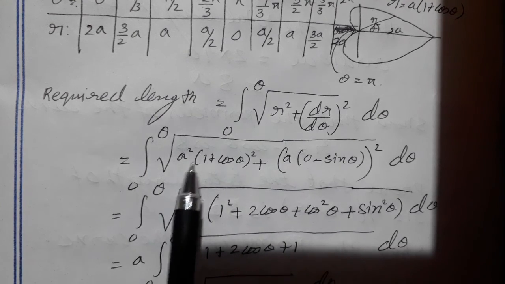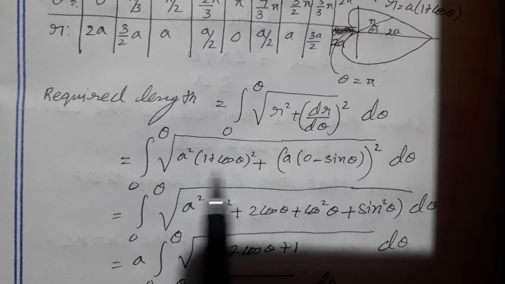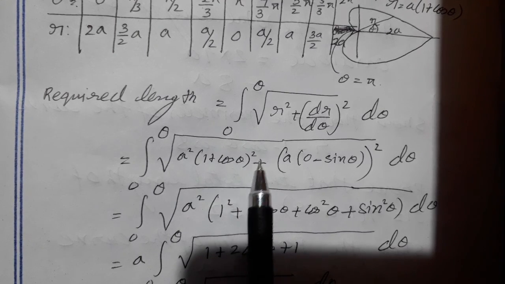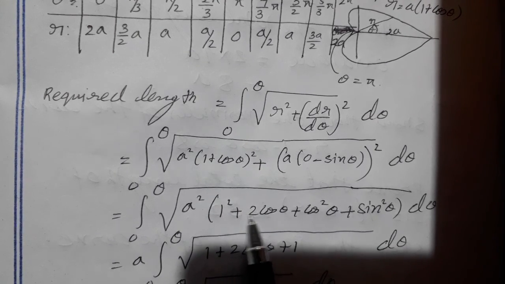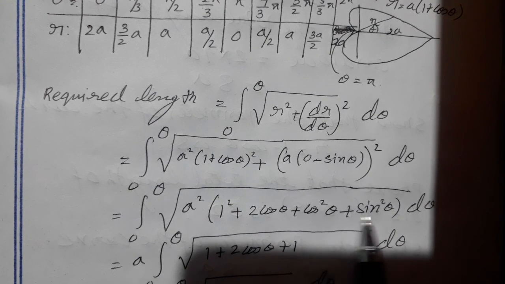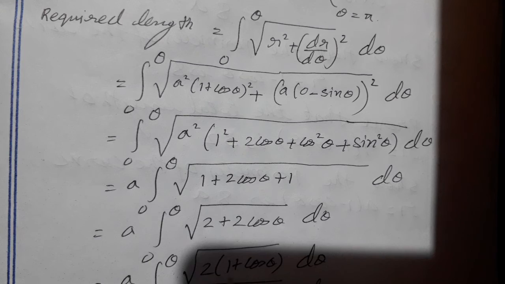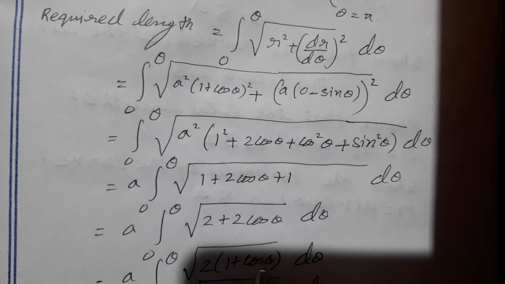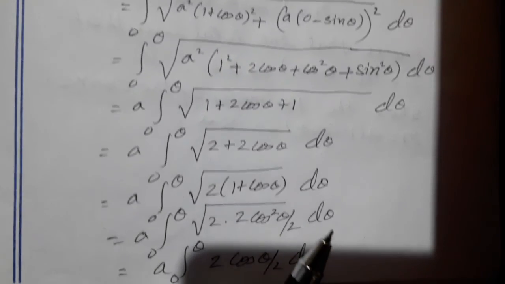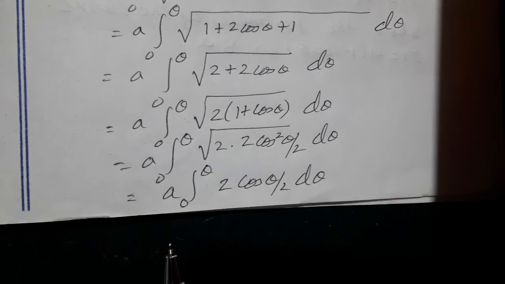So we have here a(1 + cos θ) whole squared plus (minus a sin θ) whole squared. So here we get a², I can take common a², so here we can split by the formula (1 + cos θ)², so we get here 1² plus 2 cos θ plus cos² θ plus sin² θ. Here cos² θ plus sin² θ is 1, okay, so 1 plus 1 we get 2. 2 you can take common, so we get 1 plus cos θ. The formula of 1 plus cos θ is 2 cos²(θ/2), so we get here 2 cos²(θ/2).